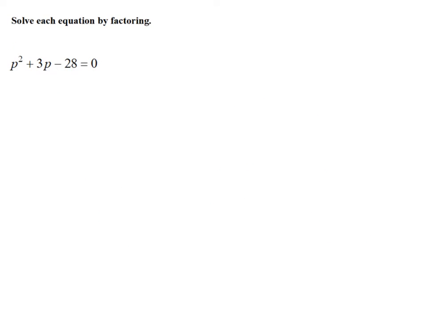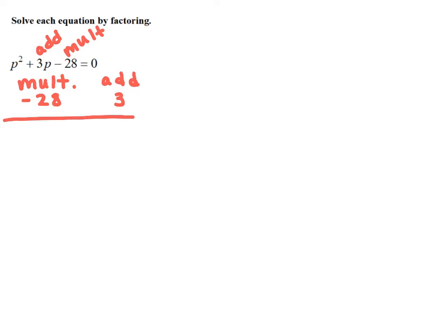In our next example, now we want to have two numbers that multiply to give us negative 28 and add to positive 3. So if I set up my chart, I want them to multiply to negative 28 and add to positive 3. Now, since I want to multiply to a negative number, I'm going to have a positive and a negative number.